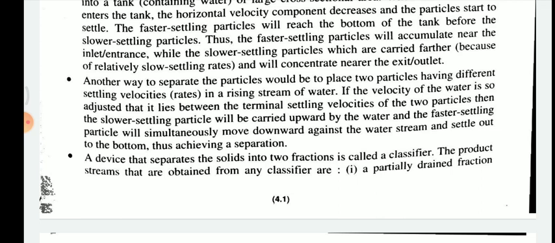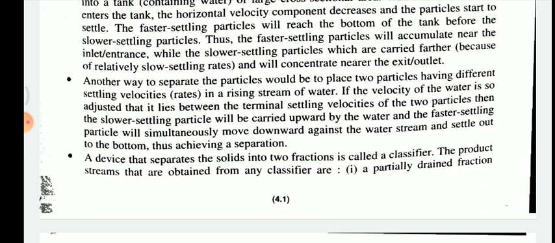So another way to separate the particles would be to place two particles having different settling velocity rates in a rising stream of water. Another way of separating particles is that if two particles have different settling velocities in the rising stream, they will settle according to their settling velocity. So basically it is separating.